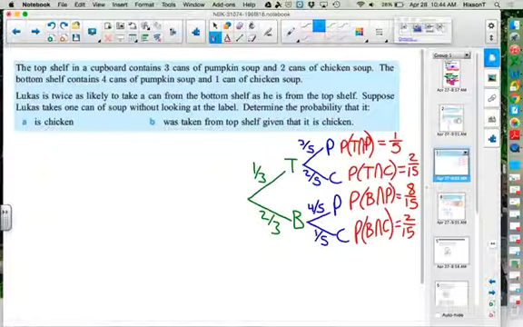So we've done kind of the challenging part here. Go ahead and try to figure out what your answers would be. If we picked one can at random, what's the probability it ends up being chicken? And what's the probability that it was taken from the top shelf, given that we know it's chicken? So we don't see him, he opens the door, he reaches his hand in, we can't tell which shelf he got it off of, but he pulls out a chicken. What's the probability that it was taken from the top shelf? Go ahead and try those.